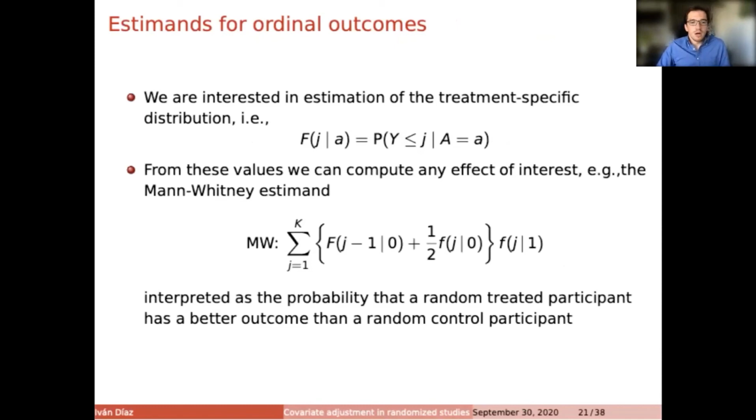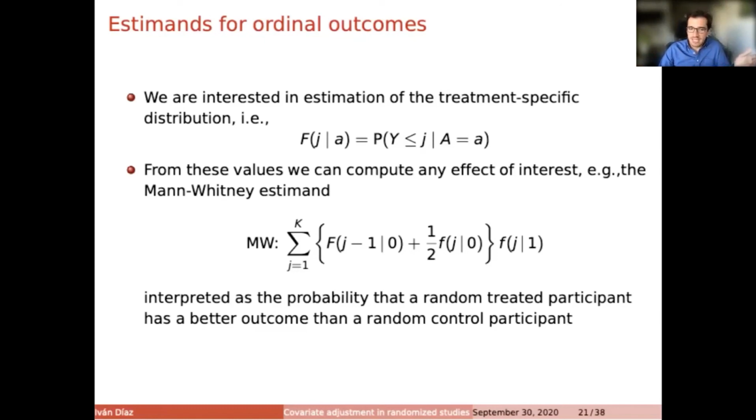So when we have ordinal outcomes, in complete analogy to the survival case, we're interested in estimating a treatment-specific distribution. So what we're interested in this case is to know this function F, which is the probability that the outcome is smaller or equal than j, conditional on each treatment arm, right? And then any contrast of these treatment-specific distributions will give me a causal effect. One of these possible causal effects, which could be of interest, is the Mann-Whitney estimand that I wrote down here in terms of the distributions.